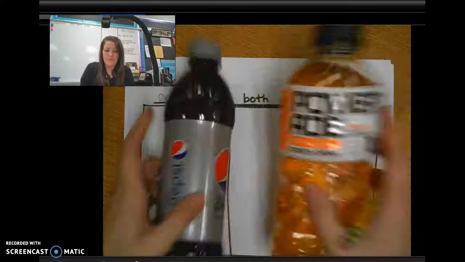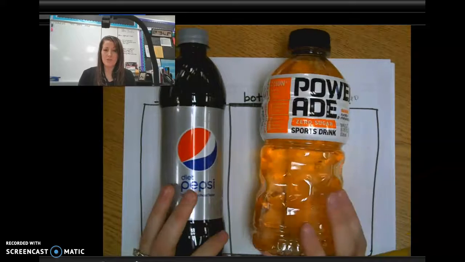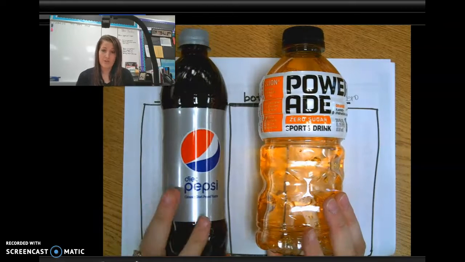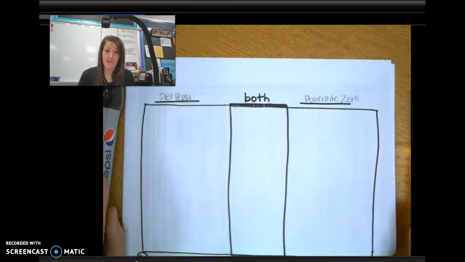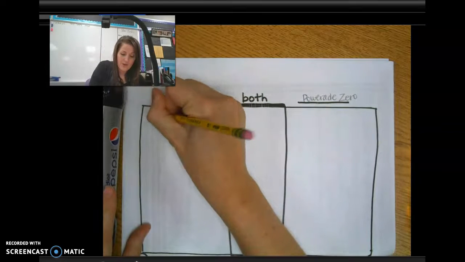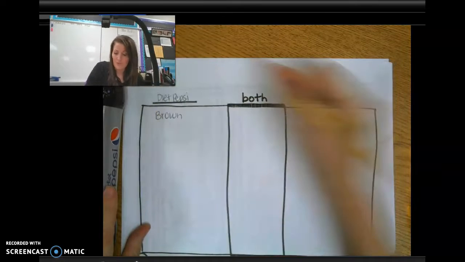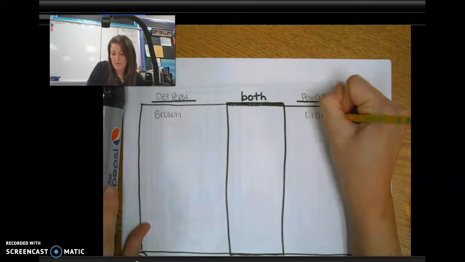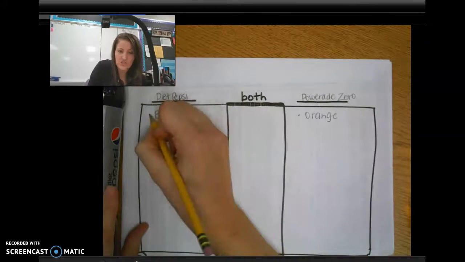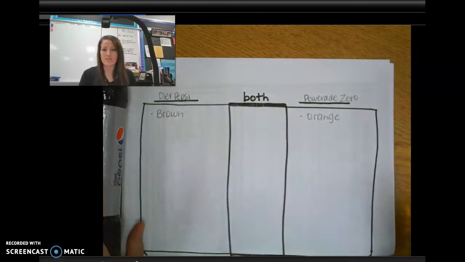So if you look at both of them, what's something that you notice? Well, first thing I notice is the color. So this one is brown and this one is orange. So I can put that as brown on the Diet Pepsi side, orange specific to the Powerade side. And then I am going to put a little bullet point, just as a little tiny circle to separate my information since I'm going to do more.